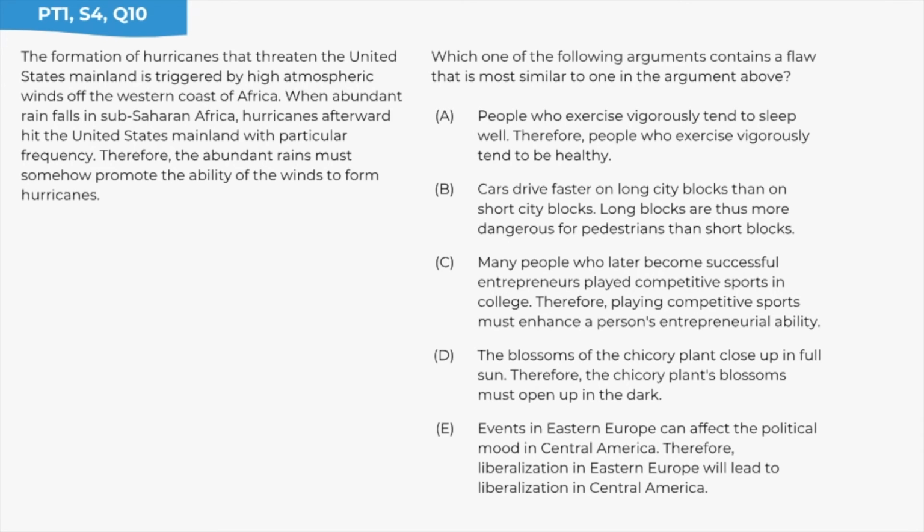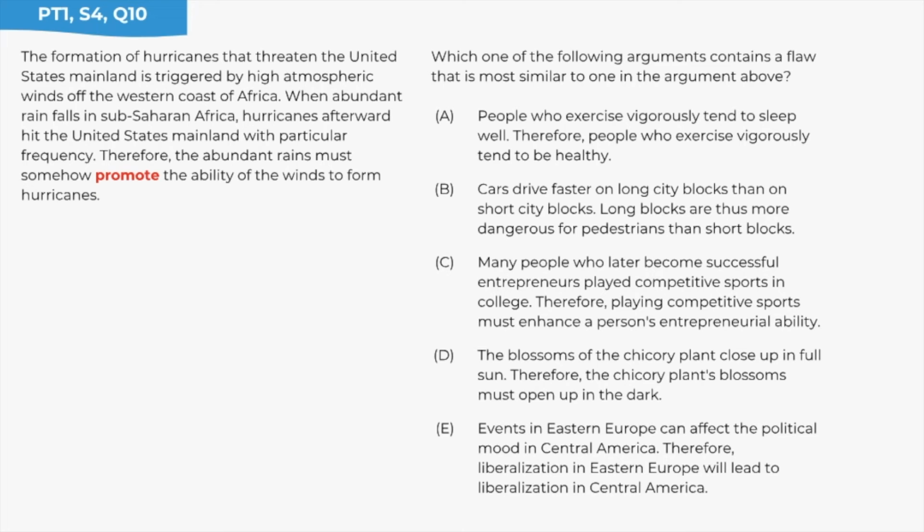All right, welcome back. So now let's take a closer look at this argument. It says that the formation of hurricanes that threaten the United States mainland is triggered by high atmospheric winds off the western coast of Africa. And when abundant rain falls in sub-Saharan Africa, hurricanes afterward hit the United States mainland with particular frequency. Therefore, the abundant rains must somehow promote the ability of the winds to form hurricanes. It's important to note in that conclusion the word promote. It's telling us that there's a causal relationship. They're saying that the abundant rains are causing the winds to form hurricanes.